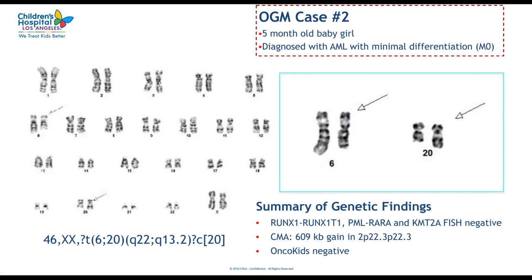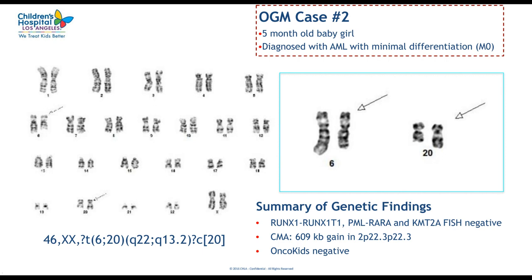So as I mentioned, so far we were only able to test one AML case, but the results were very interesting, so I really wanted to share this case with you. This was an infant AML case. This was a baby girl who presented with AML soon after birth. And she was diagnosed with AML with minimal differentiation, or M0 subtype based on FAB classification, which is a very rare morphologic subtype of the disease. And very little is known about the genetic basis of this particular subtype.